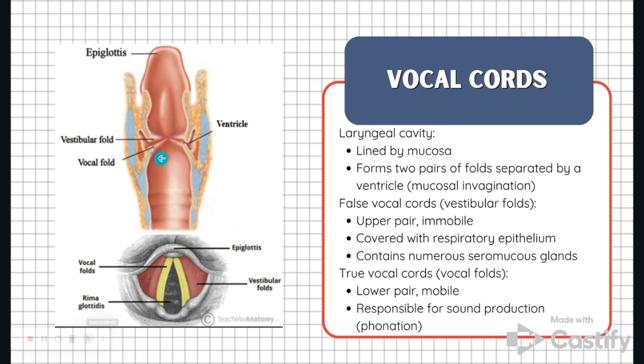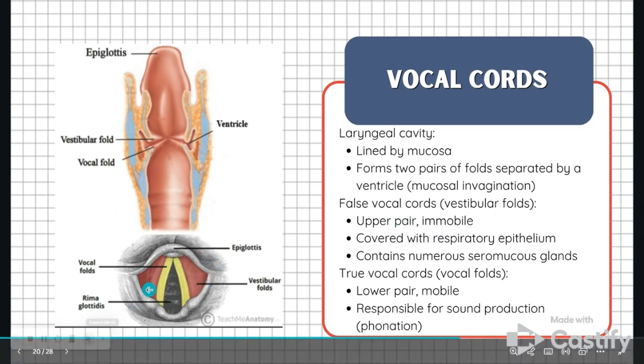Okay, it's going to form two pairs of folds separated by the ventricle, a mucosal invagination. You guys see here, this is the ventricle right here. You see there's a small fold at the top and then another fold at the bottom. Okay, so we're going to have two sets of vocal cords, false and true. Not actually two sets of vocal cords, but you have a false vocal cord and the true vocal cord. The false vocal cord is a vestibular fold. You see right here, these are the false. These are not what produce the motion or the speech. Okay, they contain numerous seromucous glands covered with respiratory epithelium. The upper pair are immobile.